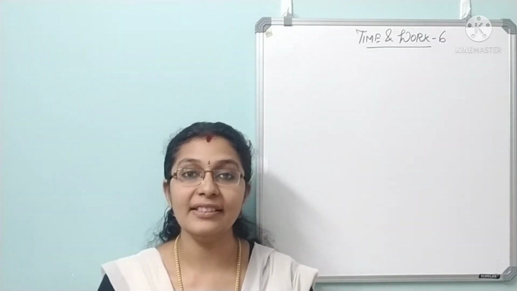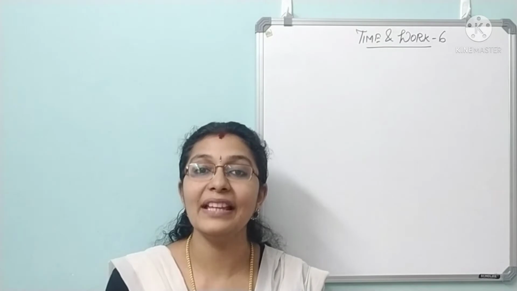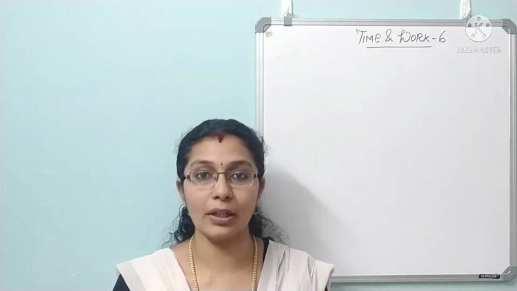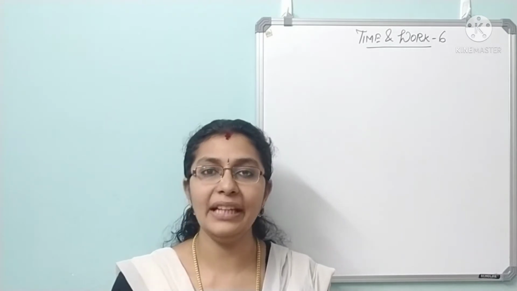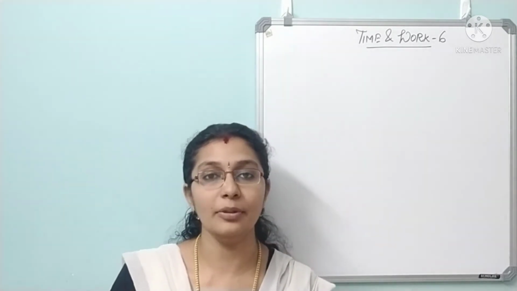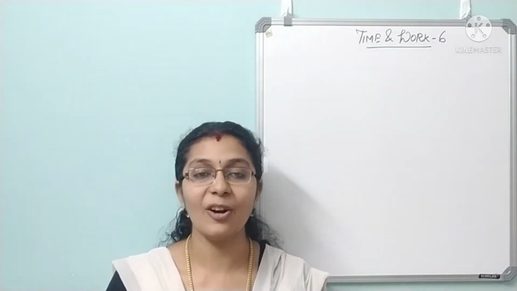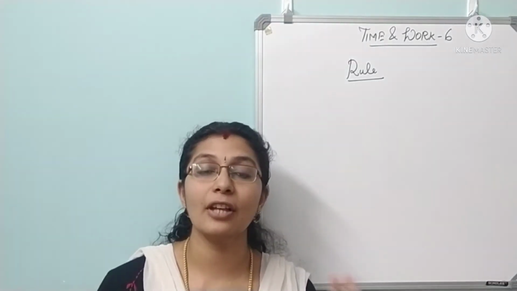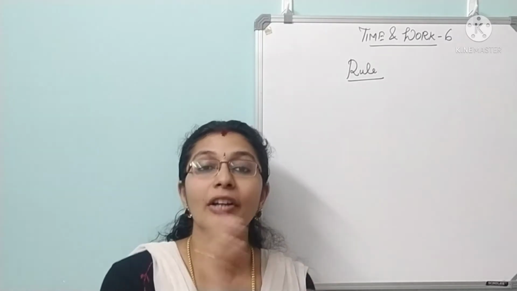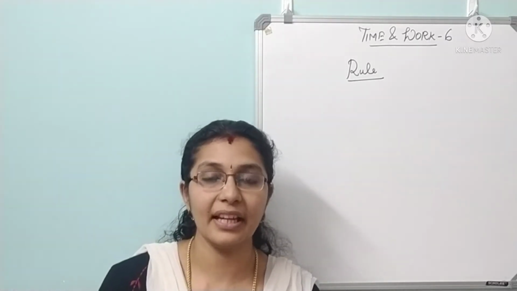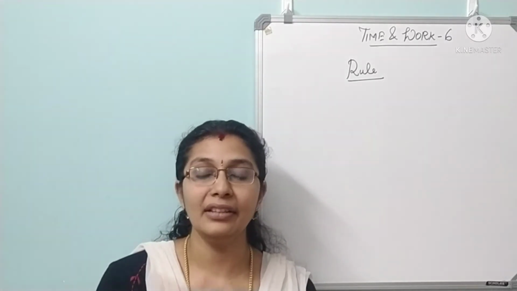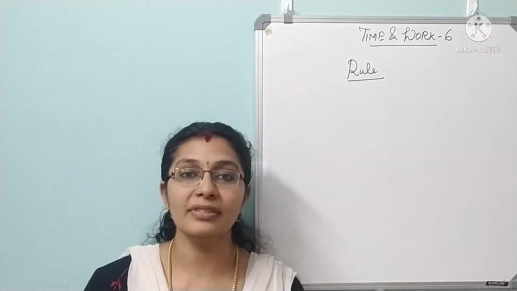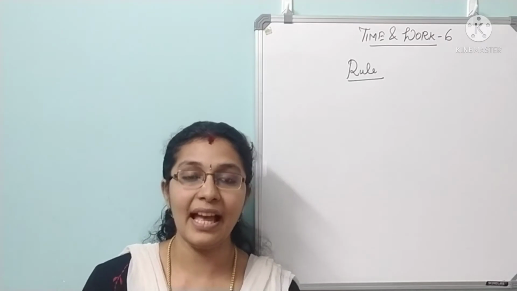In this session we will cover questions based on a certain rule. We will use the rule to solve the questions. It is quite easy. Once you understand the concept, you can easily solve the question. Until the previous session we saw questions based on 2 or 3 persons, A, B, C, and the time taken by them to complete the work, which we found using the efficiency concept.